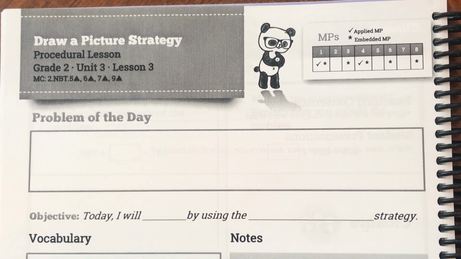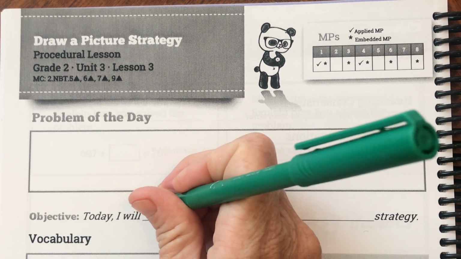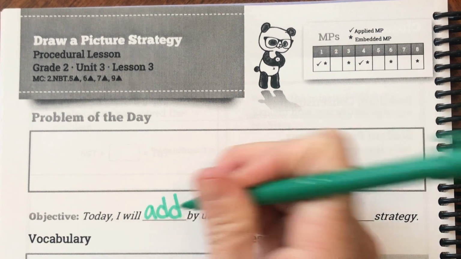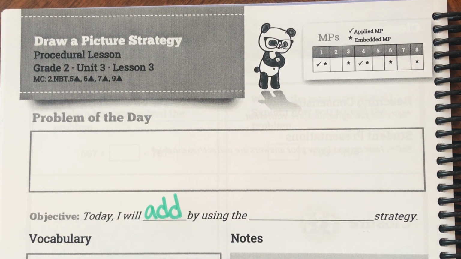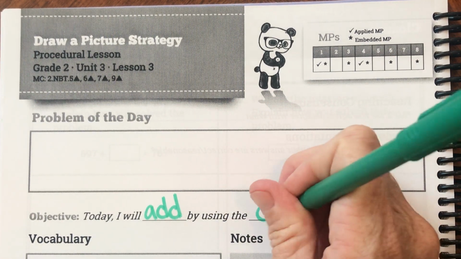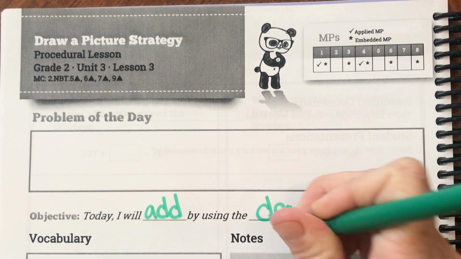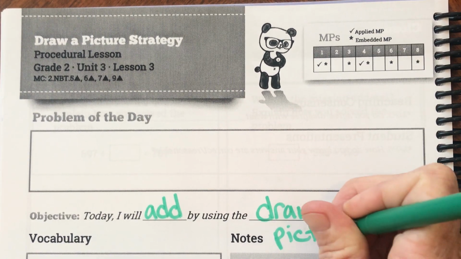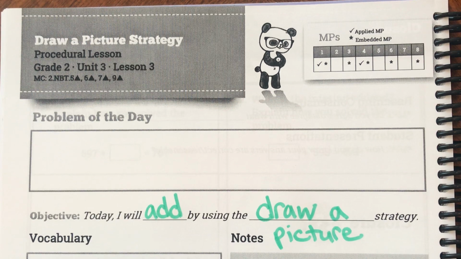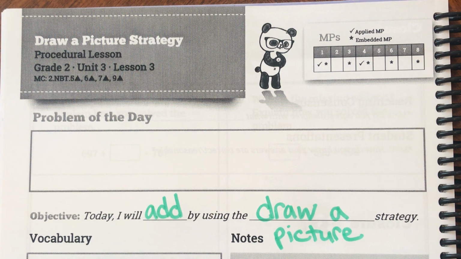Today we are on page 153, and we are going to be continuing with our adding, but today's objective is: I will add by using the draw a picture strategy. So today that's going to be our strategy, draw a picture. Okay, so what does this look like, friends?